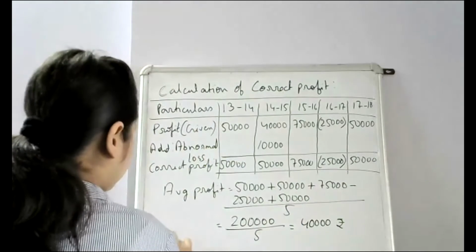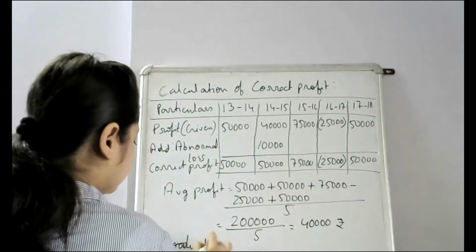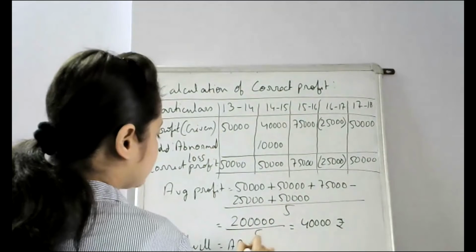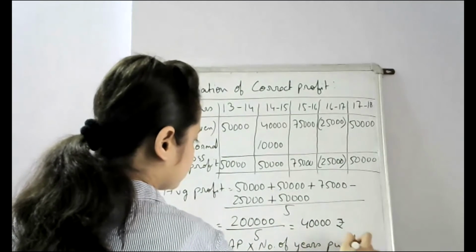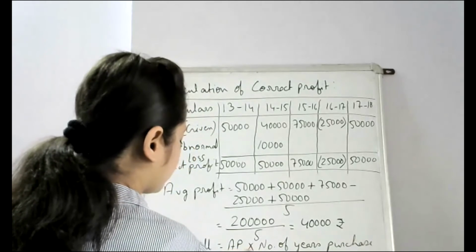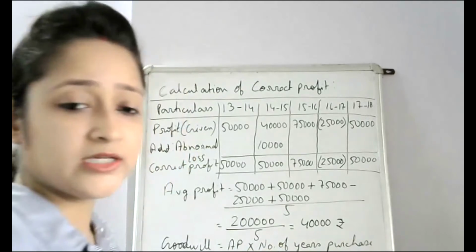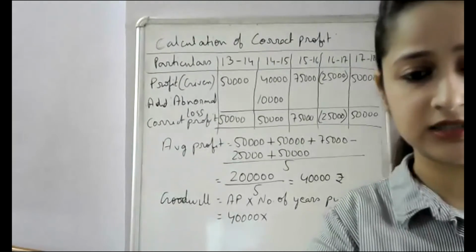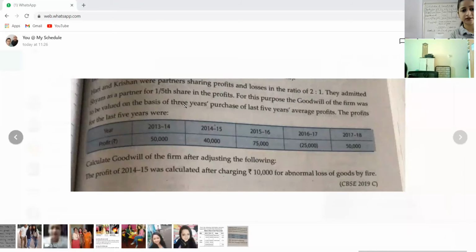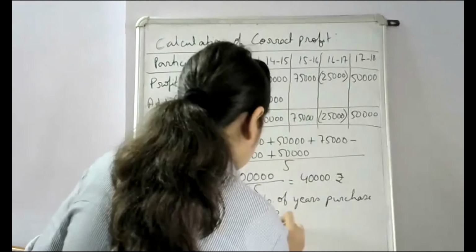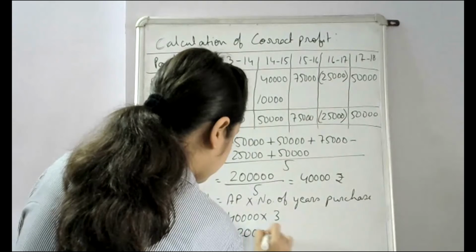Fine. Now we have to find goodwill. Goodwill is average profit into number of years purchase. So average profit is 40,000, and the number of years purchase is given in the sum. Here it is 3 years purchase. So we will multiply it by 3. It will be 1,20,000 rupees.